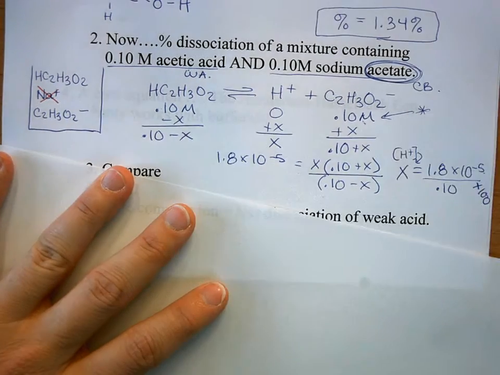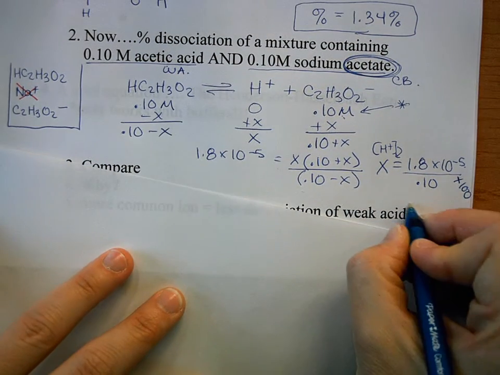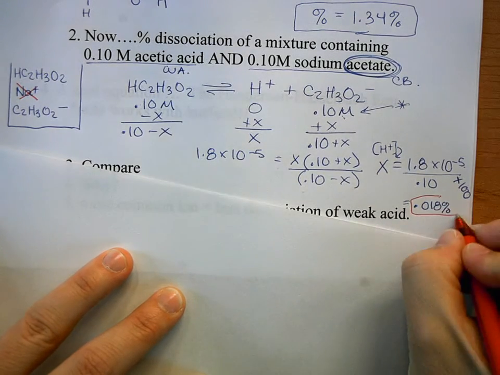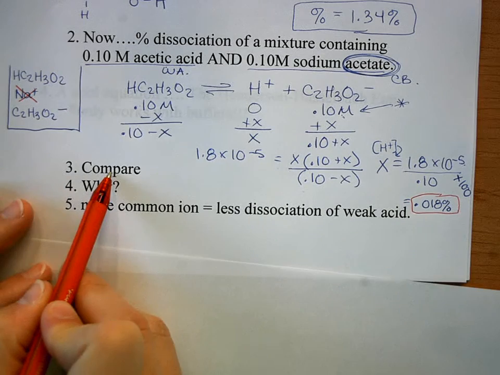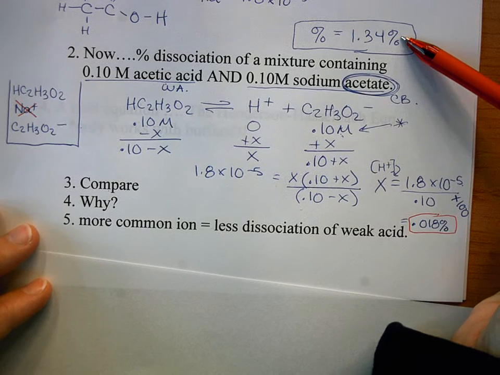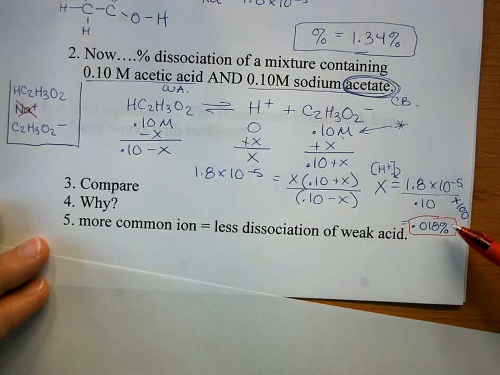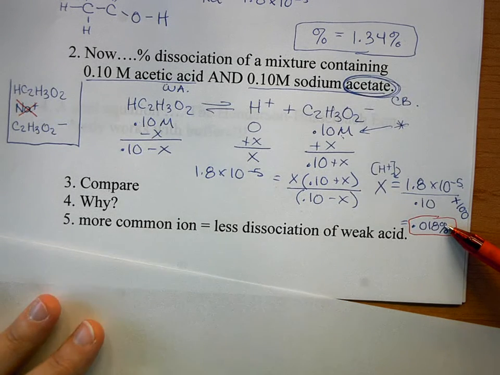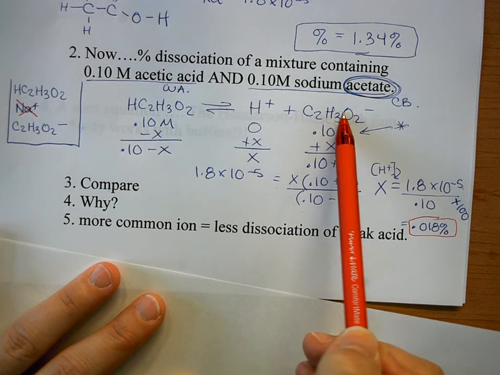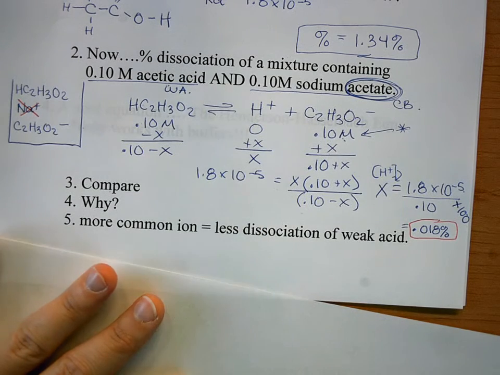Some of you forgot to times by 100 on your test Wednesday. That gives me a percentage of 0.018%. You don't have to write this down, but if we compare those numbers: without the salt being added, the percent dissociation was 1.34. When I added the sodium acetate, it changed the percent dissociation to 0.018, because I'm adding concentration of a product, so I'm shifting the equilibrium to the left, producing less hydrogen ions.